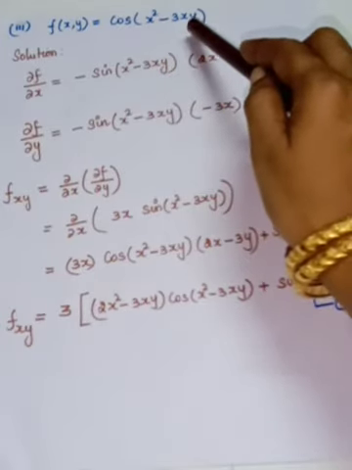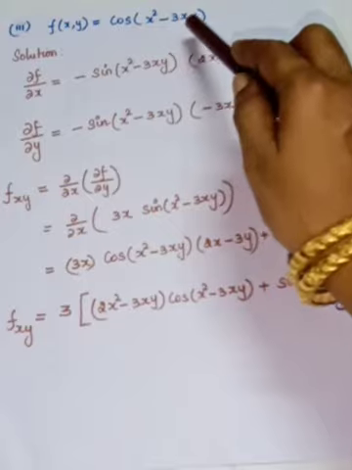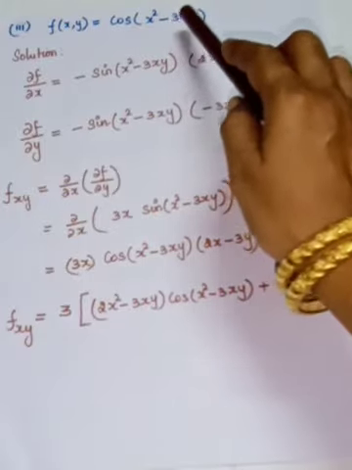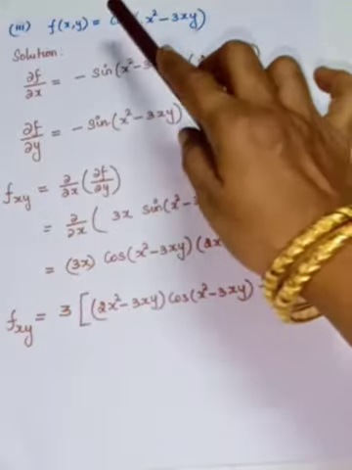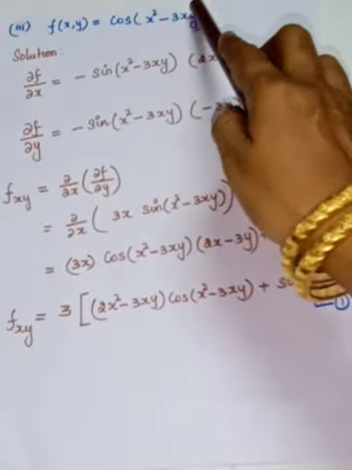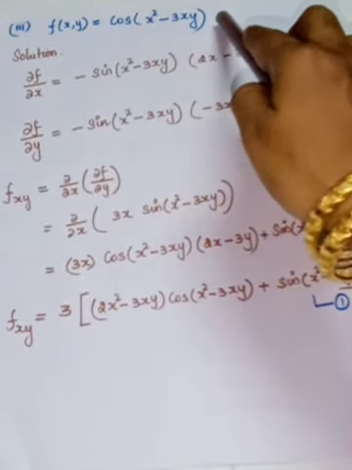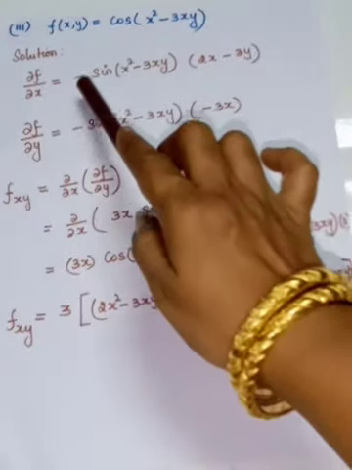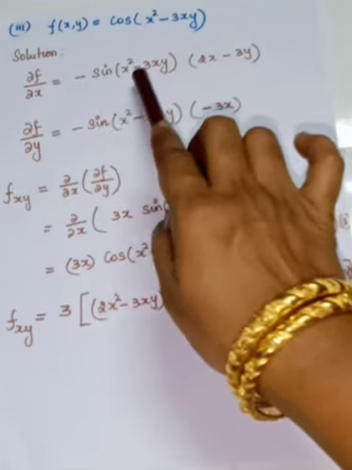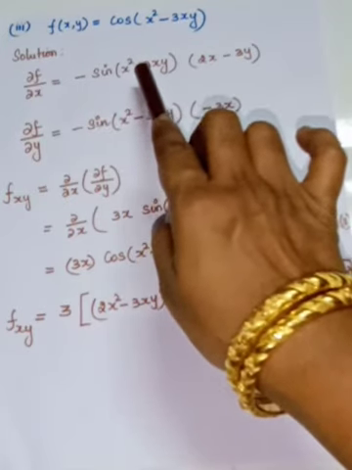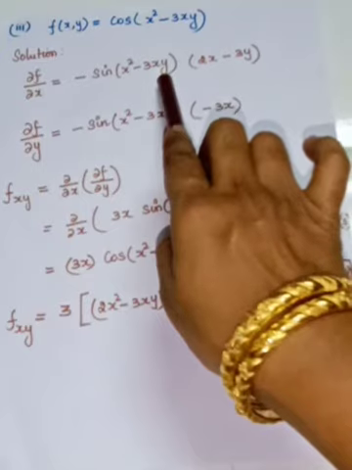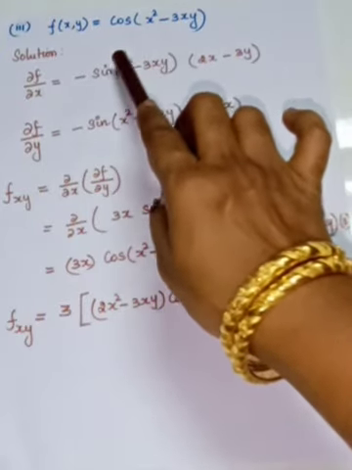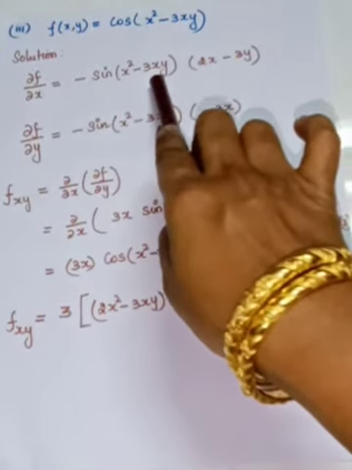You have to differentiate this partially with respect to x. First you have to apply the chain rule. For the chain rule, this x squared minus 3xy has to be kept as x, so it is in the form of cos x. What is the differentiation of cos x? It is minus sin x. So minus sin of, in the place of x, what has to be written? x squared minus 3xy.